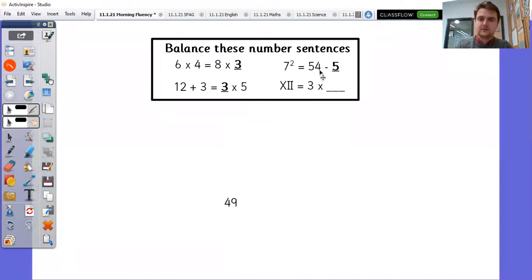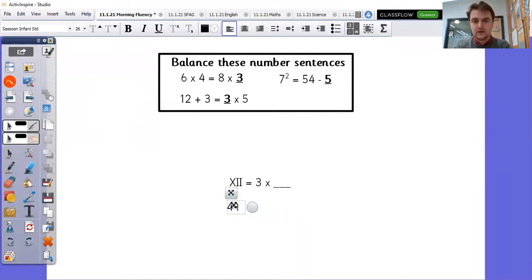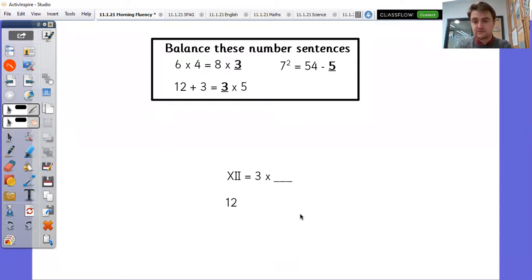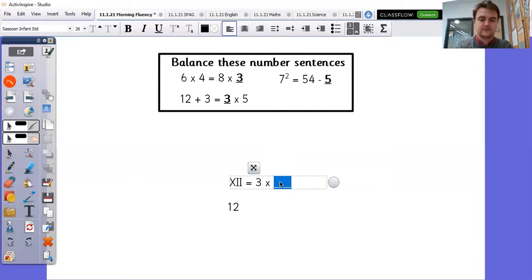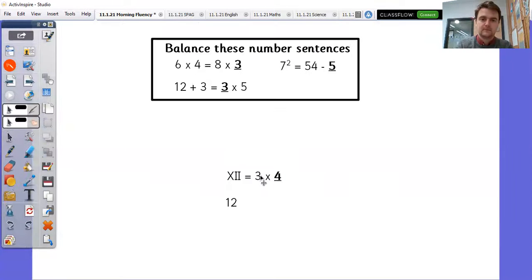And finally, because I am a horrible person, I have thrown in some Roman numerals. So X equals 10 and I equals 2. So 10 and 2 is 12, which means both sides need to be 12. 3 times, so 3, 6, 9, 12. 3 times 4 gives us 12. So that fills in our answer there.